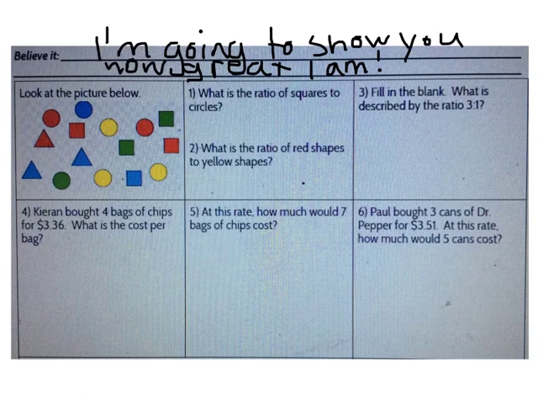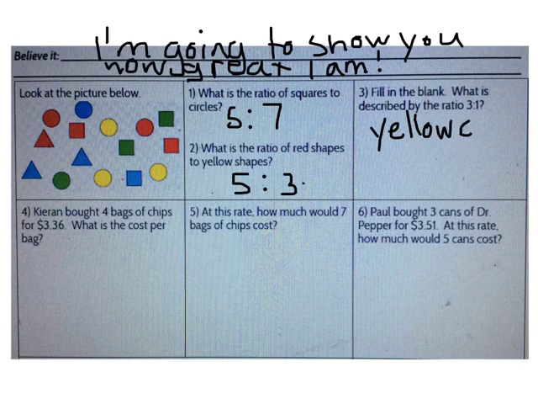Look at the pictures below. What is the ratio of squares to circles? Well, there are 5 squares and 7 circles, so the ratio is 5 to 7. What is the ratio of red shapes to yellow shapes? Well, there are 5 red shapes and 3 yellow shapes, so the ratio is 5 to 3. What is described by the ratio 3 to 1? There are 3 yellow circles to 1 green circle.